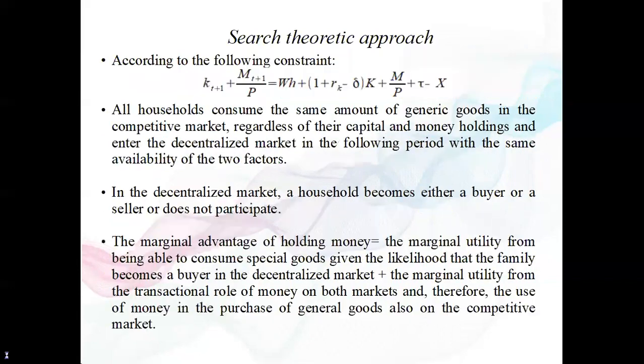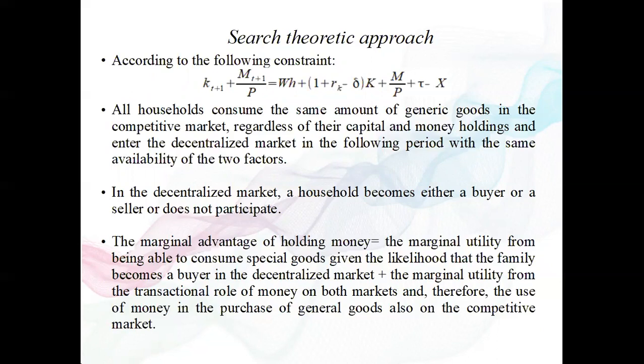Households consume the same amount of generic good in the competitive market, regardless of their capital and money holding, and enter the centralized market in the following period with the same available amount of the two factors. In the decentralized market, a household becomes either a buyer or a seller or does not participate. There is a probability distribution over these three states.